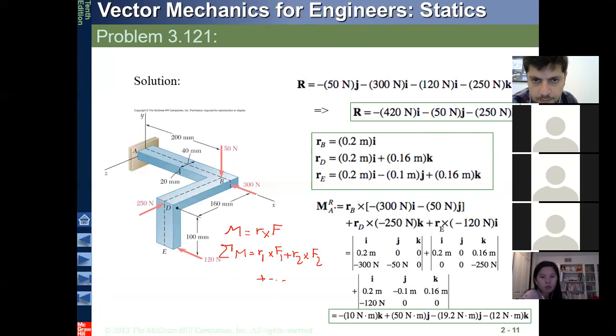Okay. So you have same distance vector for these two forces, 50 Newton and 300 Newton. So you can put it as a prefactor here, and you can say R of B cross these two forces and plus R of D for the force exerting on point D, and R of E for the force exerting at point E. So you have to calculate these three cross products, and then it is done.